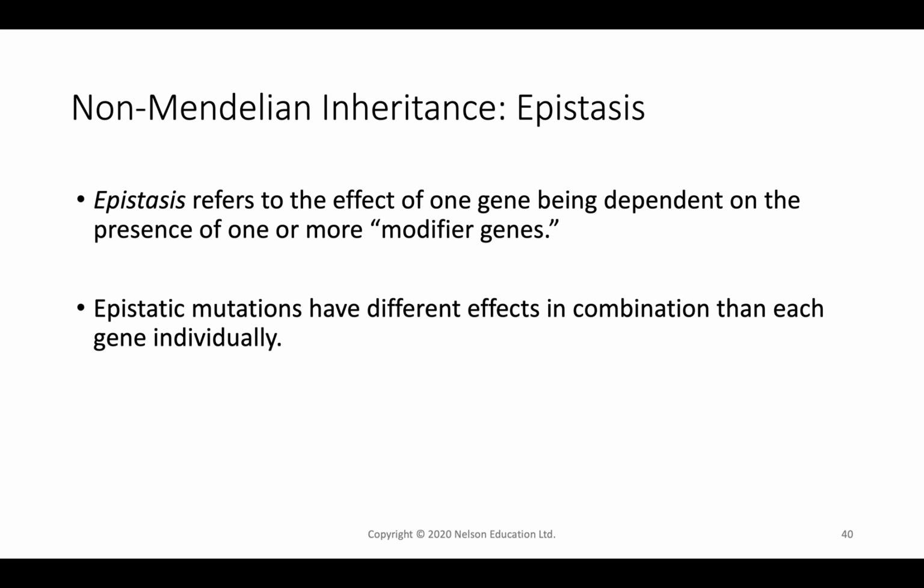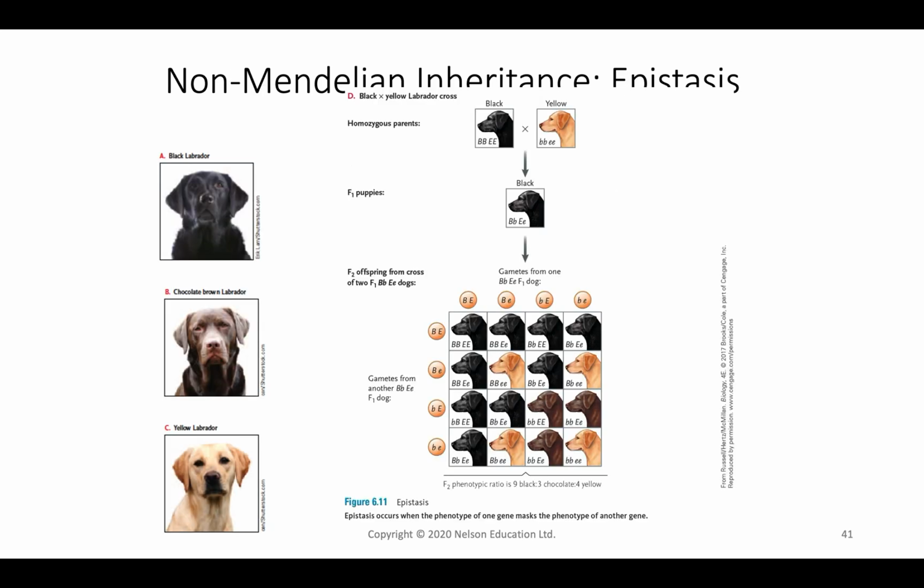Okay, so let's talk about epistasis for a second. So epistasis is going to mean that the expression of the genes are dependent on other genes that are upstream or sometimes on other chromosomes entirely that are called modifier genes. Genes that are going to increase or decrease the expression of the target gene of interest. And epistatic mutations are kind of interesting because they can have multiple effects when we combine them together that are separate from each of the genes individually.